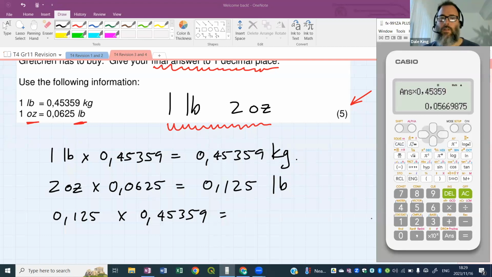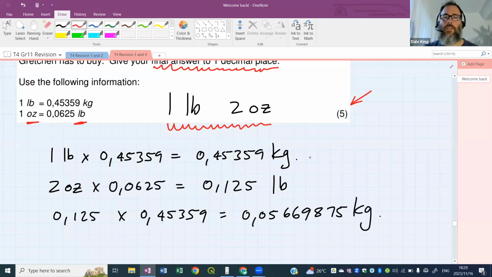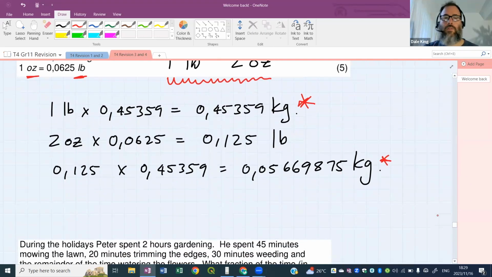0.45359. And this gives us a horrible looking decimal: 0.056698. I'm going to write all the decimals, 75. And this is in kilograms. So now these two can be added up. We can now put it all together.